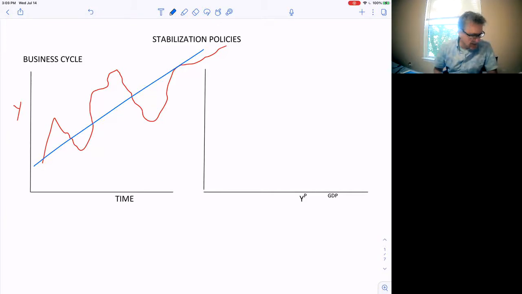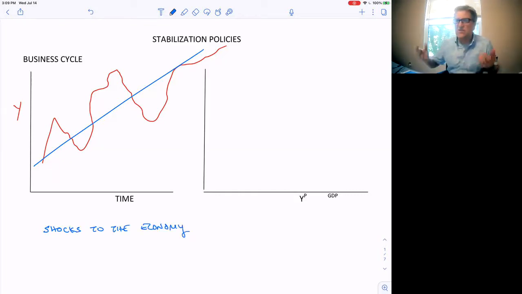In terms of these ups and downs, we can think of them as shocks to the economy. Positive shocks or negative shocks that cause the economy to go up and down have this business cycle, called a business cycle, but it's actually probably more of a consumer cycle than a business cycle.